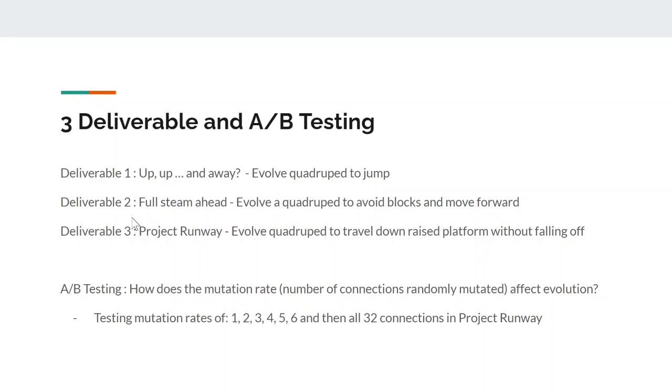I chose the 3 Easy project model. I did projects Up and Away, Full Steam Ahead, and Project Runway.